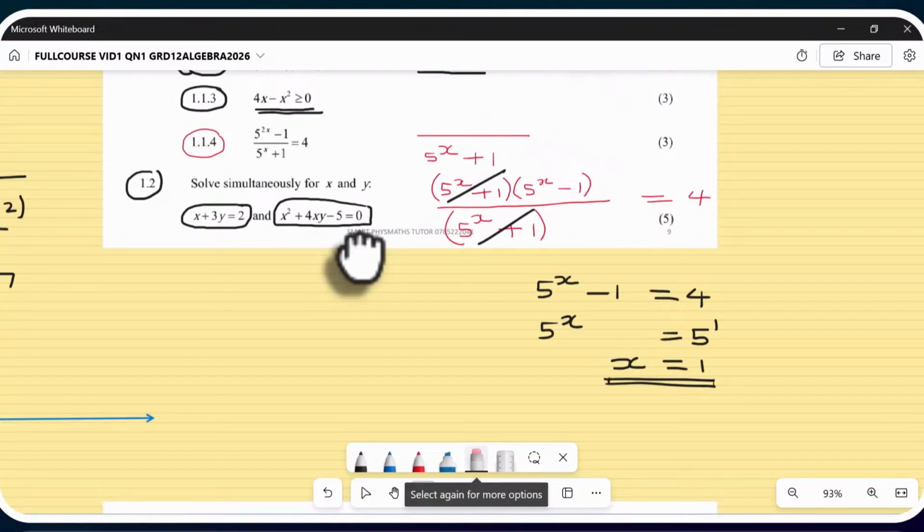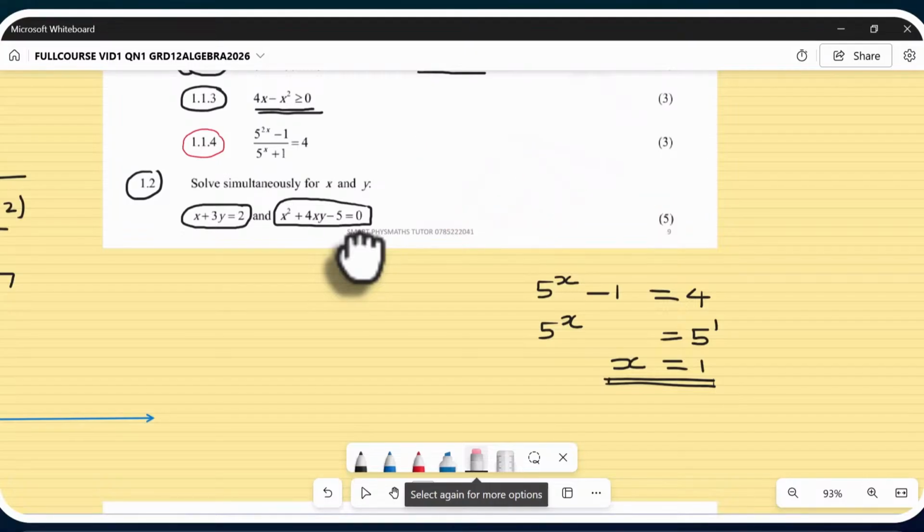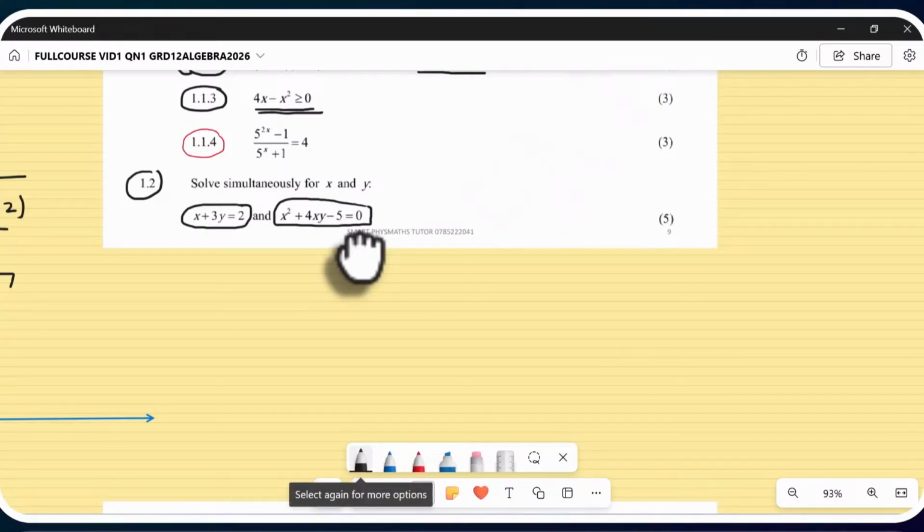And so for this matter, I'm going to do what now? I'm going to substitute in this other equation, the non-linear one, which says x squared plus 4xy minus 5 equals to 0. So from here, as you can see, where there is x, I have to put what now? Put 2 minus 3y wherever there is x.